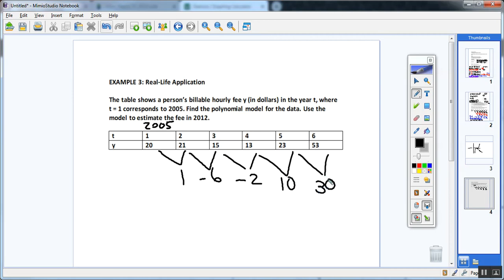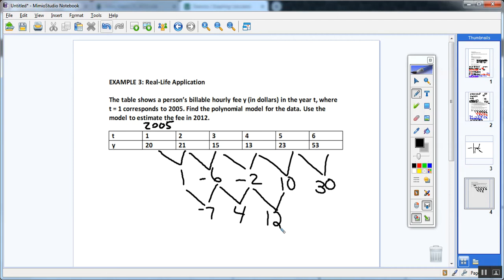And 30, right? Are they the same or different? Let's do negative 6 minus 1. What is that, kids? Let's do negative 2 minus negative 6, so that would be positive 4. How about 10 minus negative 2? Wouldn't that be 12? This minus this, what is that going to be? 30 minus 10 would be 20, right? I don't know, do I have my numbers right up there, guys? Looks like I do.